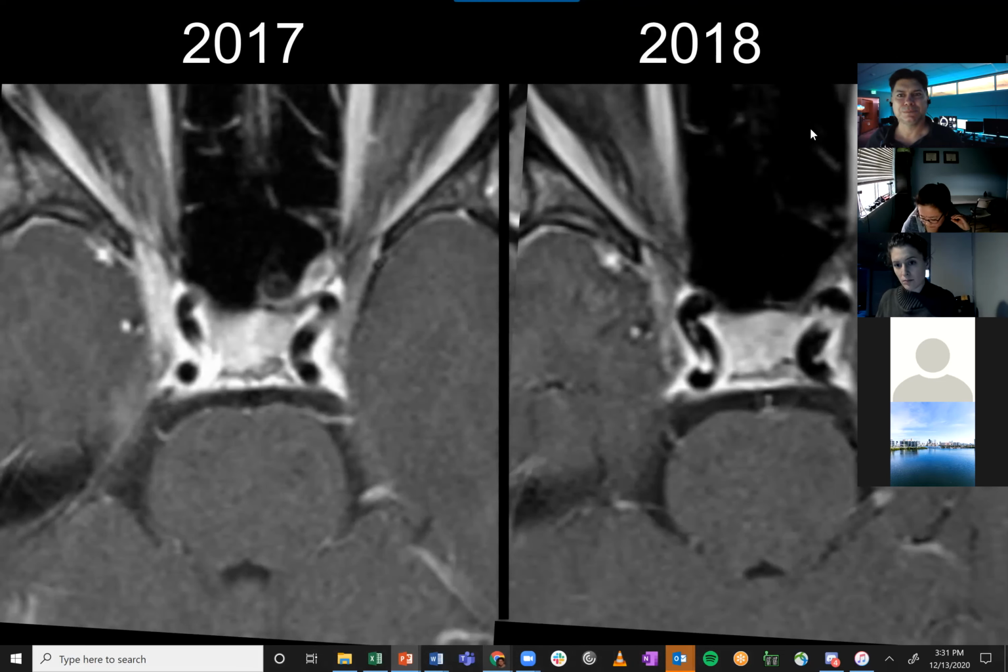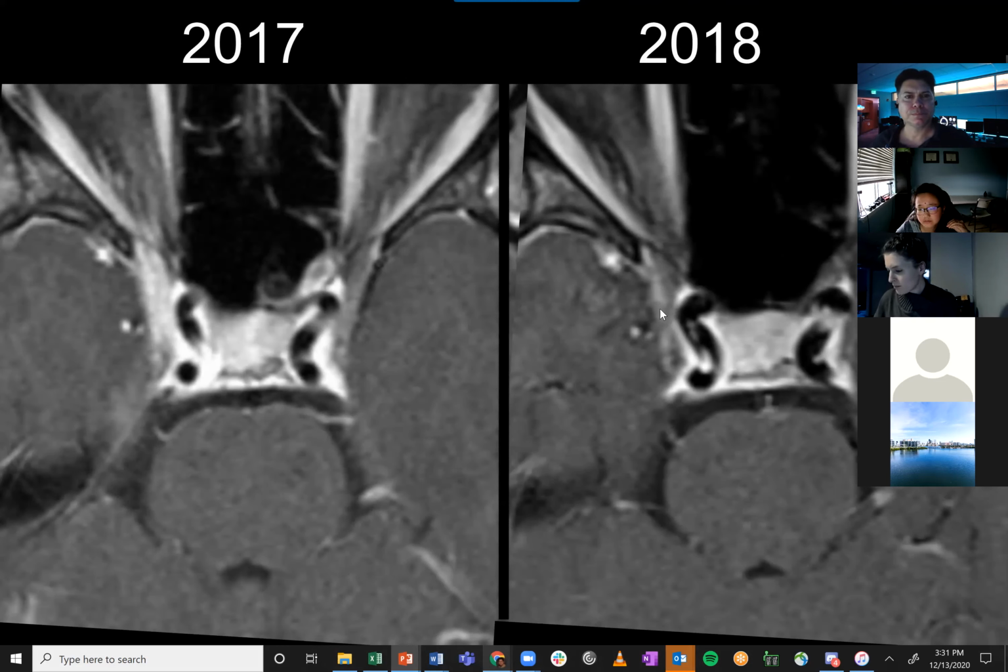Okay, so we have 2 studies from 2017 and 2018. Both are post-contrast T1 MRIs. And this is at the level of the cavernous sinuses. So we do see the ICA, we do see the cavernous sinus enhancing. Any clinical history you want to know? Yeah, sure. So might you want to know what was going on back here?